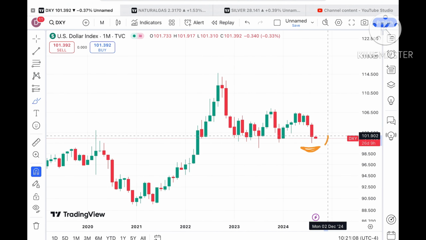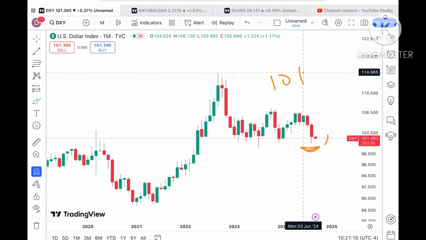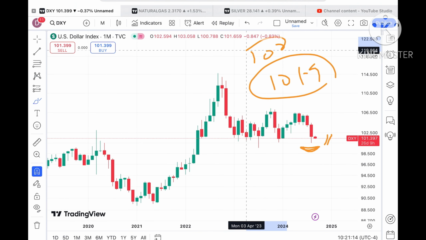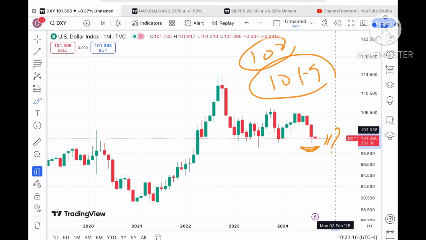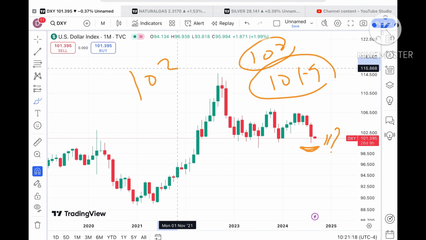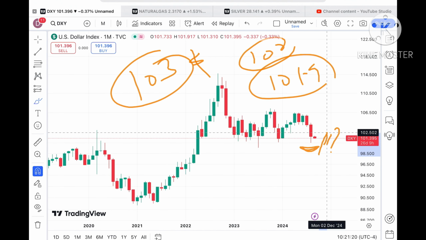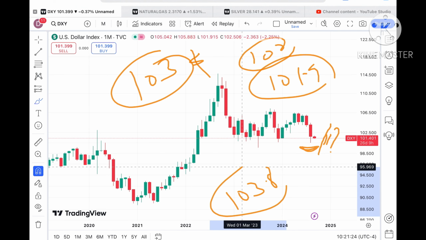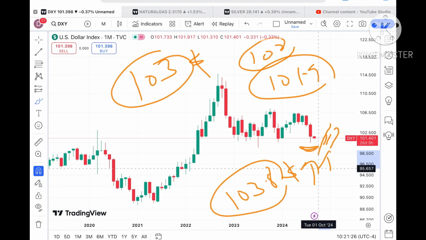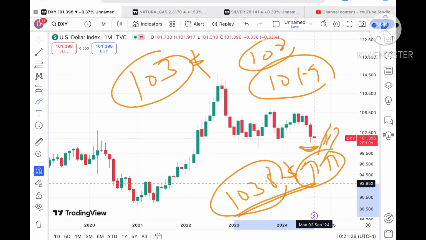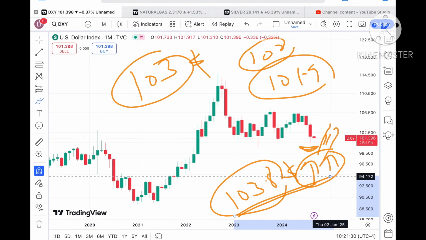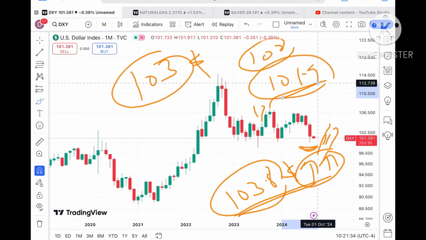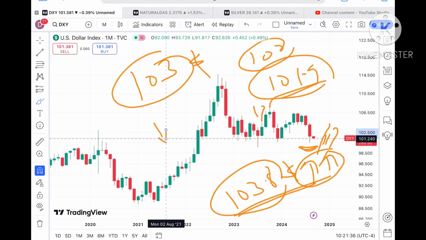But suppose it forms a swing and starts sustaining above a level of 101.9, then we can see a further upside movement towards a level of $102. If the price moves above that particular zone, we can see it will touch a level of 103, and from there a further upside movement towards a level of around $103.8, and then a further upside movement we can see. So you have to understand, looking at this particular chart, that if the price starts going above a level of 101.9, we can see a further upside movement in the price of the dollar index.